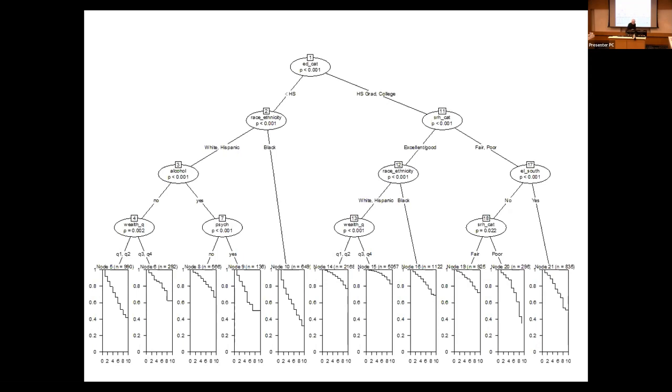Now, typically in a survival tree, the tree is grown until some stopping criteria are met. In this, because I just wanted to show this for the purposes of illustration, I just set an arbitrary stopping criteria of 4.